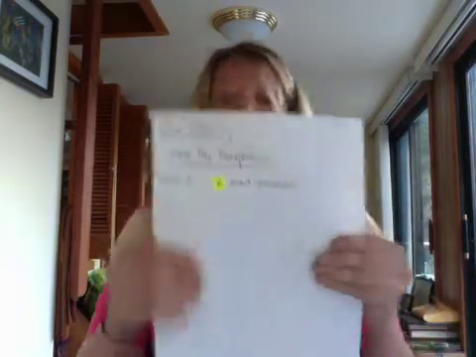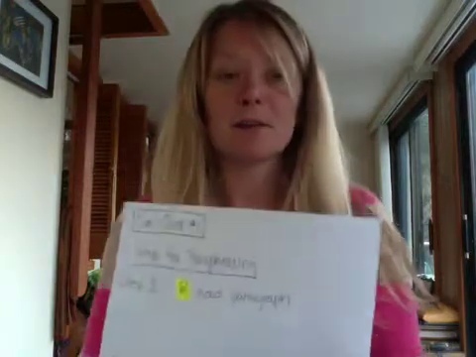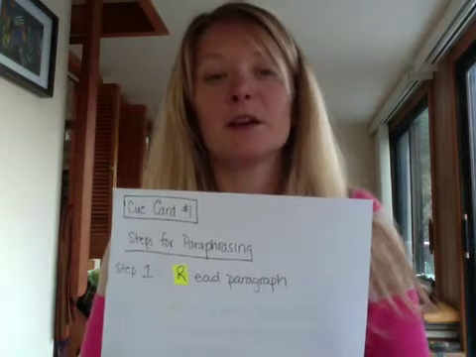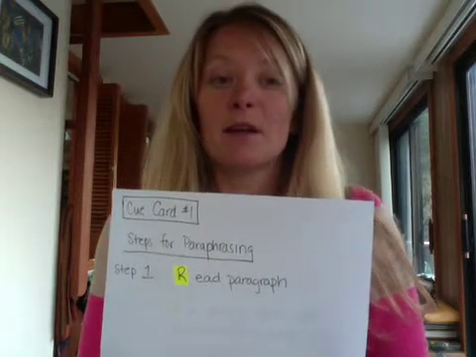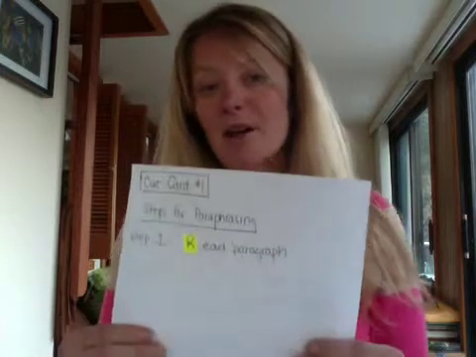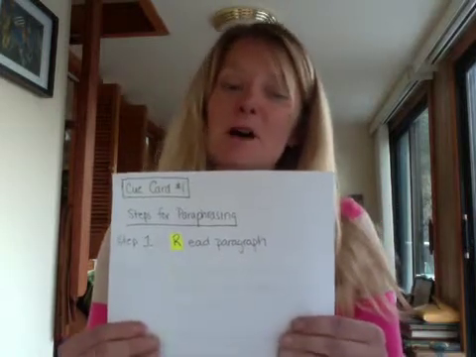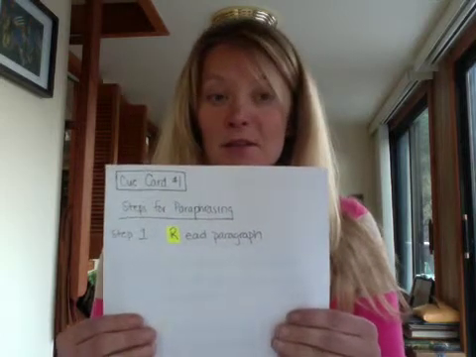So I'm going to start off. If you can take out your paper and pencils, I'm going to have you copy down the steps of the strategy. So step number 1, write down on your paper, steps for paraphrasing. Step number 1, read the paragraph. And you'll notice here, I have the R highlighted. When I get finished showing you all 3 steps, you'll understand why the R is highlighted.